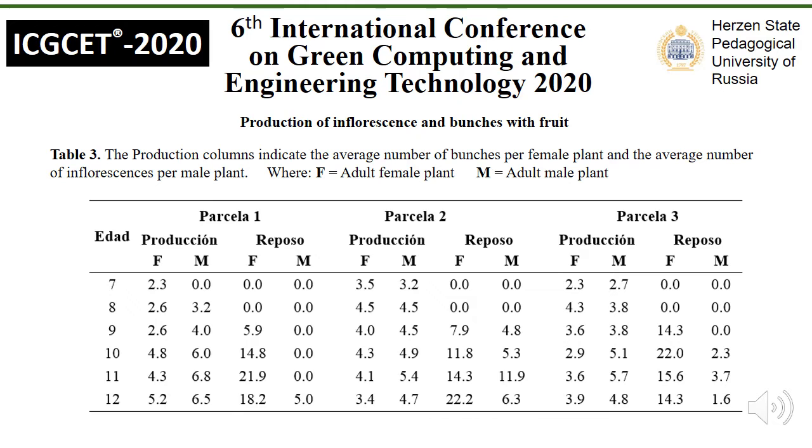Production of inflorescence and bunches with fruit. Table 3 shows production; the columns indicate the average number of bunches per female plant and the average number of inflorescences per male plant, where F, as we can see in the table, is an adult female plant and M an adult male plant.